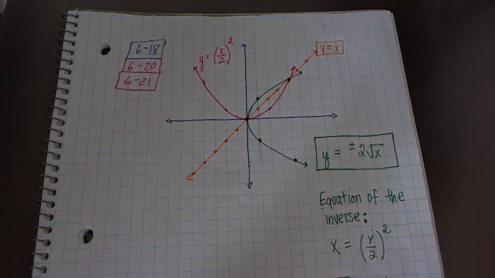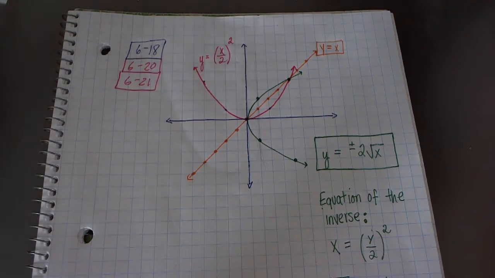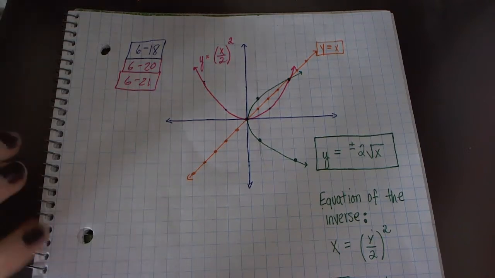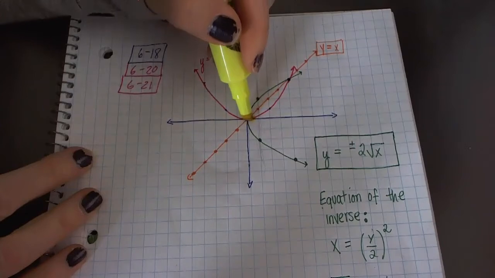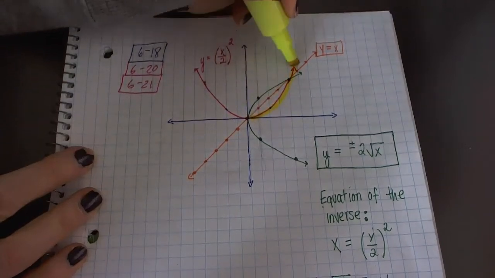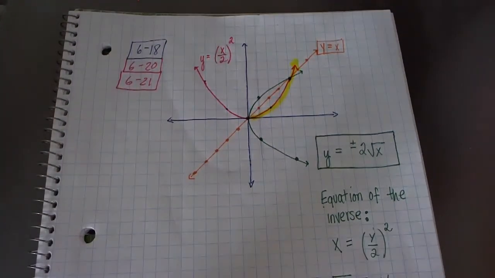So for part B, it says use color to trace over the portion of your graph of y equals x over 2 squared for which x is greater than or equal to 0. So I'm going to trace that here. This is when x is greater than or equal to 0.